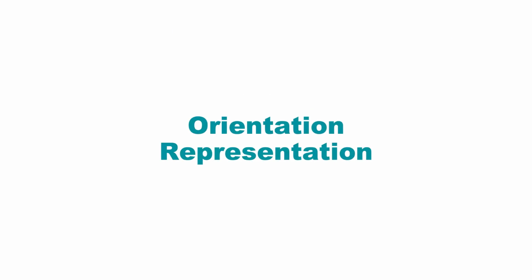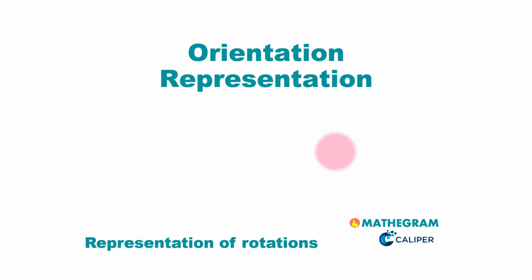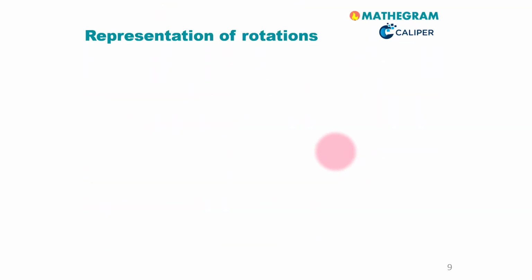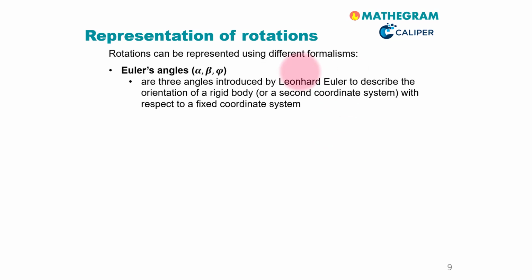Welcome back to this unit on non-spherical particles. The next part will deal with the orientation representation of non-spherical particles. In order to represent a certain rotational position of a particle, we have different options. The first, more traditional way is to use the so-called Euler angles. They are typically denoted as alpha, beta and phi.